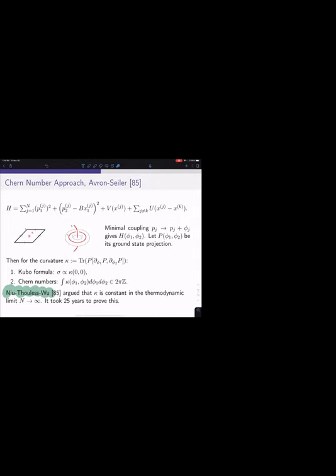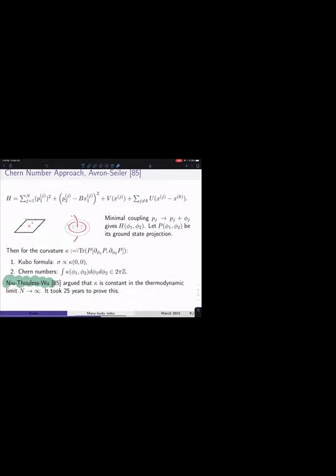And then one can compute the curvature of this projection, which is just trace P dP dP, with an i here. This is a curvature associated to this family of projections. And then two things actually were already known before this work. First of all, that the Kubo formula is proportional to this curvature at fluxes 0, 0. So the whole conductance is proportional to this curvature and some universal constant. And the second thing, well known from differential geometry, is that if you integrate such a curvature over all fluxes, you get 2π times an integer.